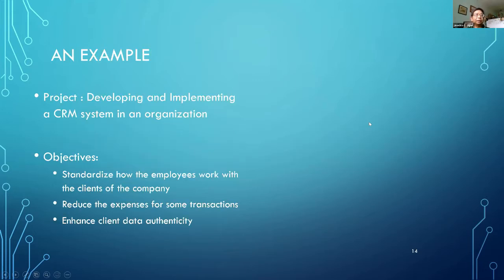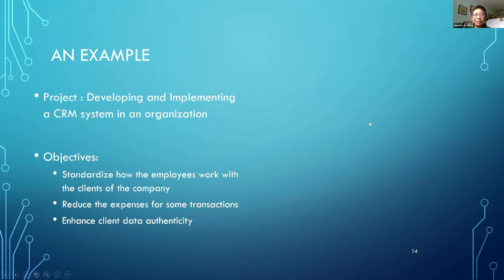So as an example, when we're starting to break it down, if your project is developing and implementing a CRM system in an organization, and the objectives would be standardize how the employees work with the clients of the company, reduce the expenses for some transactions, enhance client data authenticity, make sure that your deliverables hit these objectives. Okay, so what could be possible outputs of this project? First thing that comes to mind is really the CRM system.